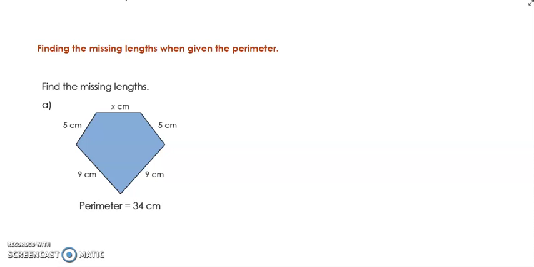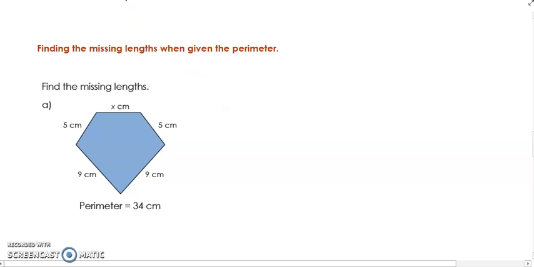So let us look at the question that we have here. We have this shape, and it has 5 sides, so it's a pentagon, but not a regular pentagon. In this pentagon, this side here is x, and the others are 5, 9, 9, and 5. The question says, find the missing length, which is x. It just calls it x because it doesn't know what it is. And they have told you that the perimeter is 34 centimeters.